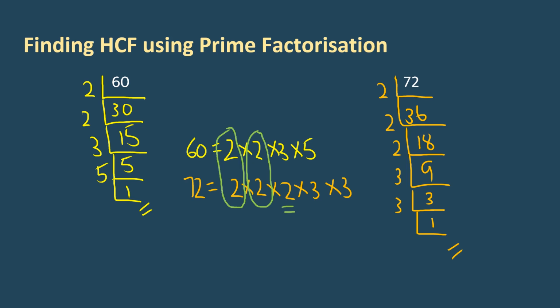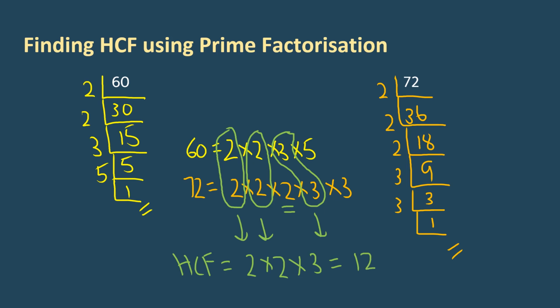So we move on to 3. You can see it divides by 3 one time, and that's all, because 72 can divide by 3 again, but 60 can't. And 60 can divide by 5, but 72 can't. So now we take the numbers that we've circled. HCF equals 2 times 2 times 3, which equals 12. So that's one way to find the highest common factor using prime factorization.